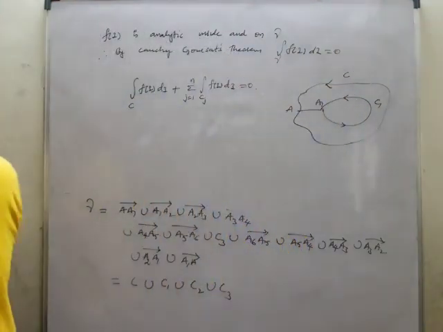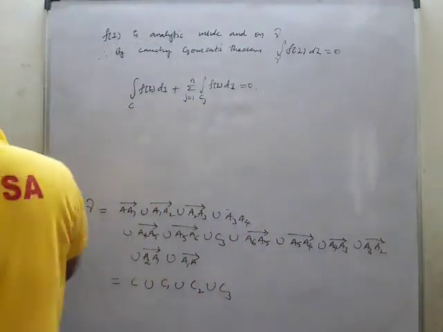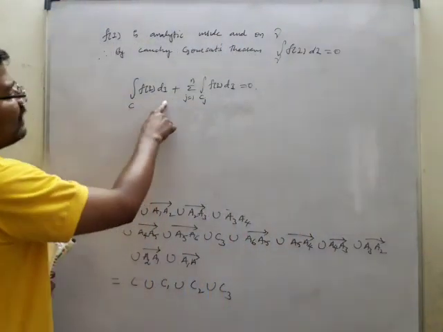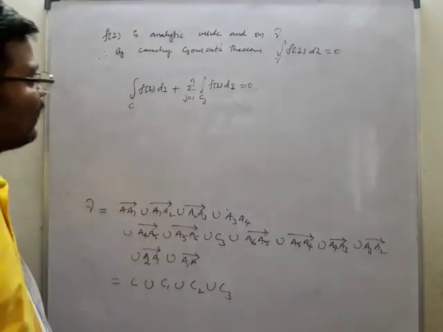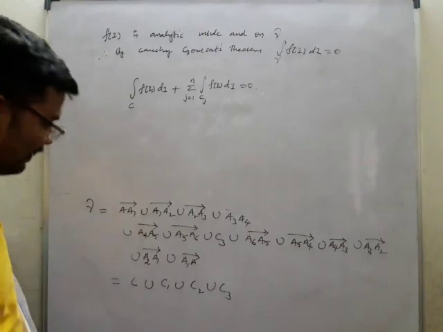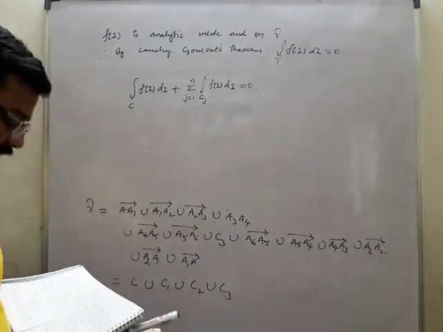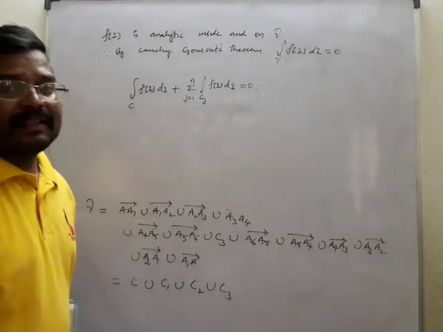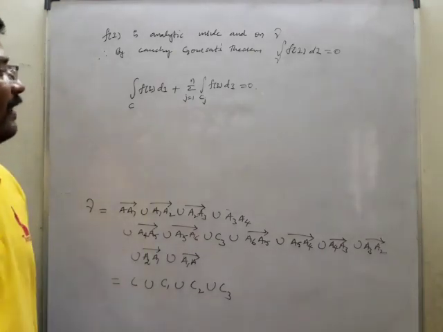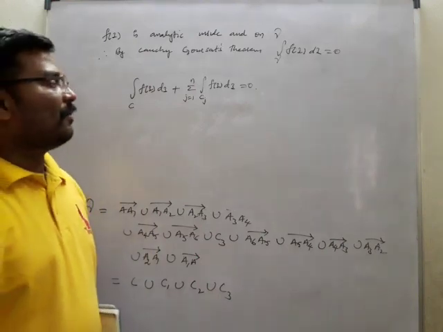So what does that say now? The Cauchy's theorem for multiply connected regions: integral over C of f of z dz plus the summation j equal to 1 to n of integral over Cj of f of z dz equals 0 for the multiply connected region. These are multiply connected regions, by using the Cauchy-Goursat theorem. So this is how we have done the Cauchy's theorem for multiply connected domains. Thank you.